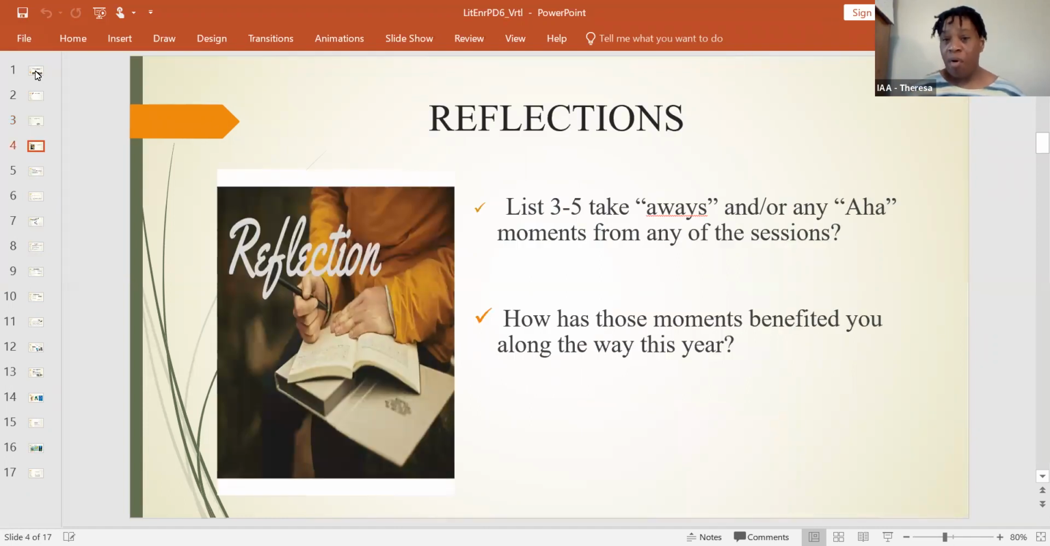We are going to take a moment here and step back a little bit. I like doing reflections. I think reflections are good. Reflections can help us look at things in a way that we may not have looked at them before. For this reflection, think back to all the sessions we've done since October, and list a couple of takeaways or any aha moments that you got from those sessions.